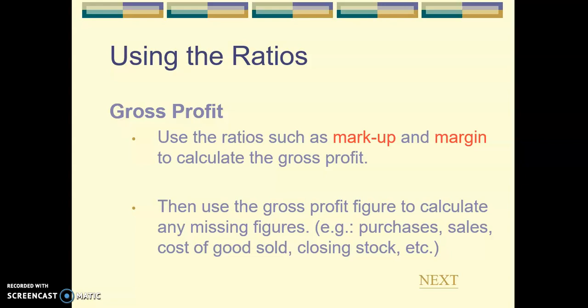So as long as you have a ratio such as markup and margin, you can use the ratio to calculate your gross profit. Then you can use the gross profit figure to calculate any missing figures that you may have. So you can use it then to calculate things like purchases, sales, cost of goods sold, closing stock, etc. That is how you can use these ratios to help you to calculate missing figures.